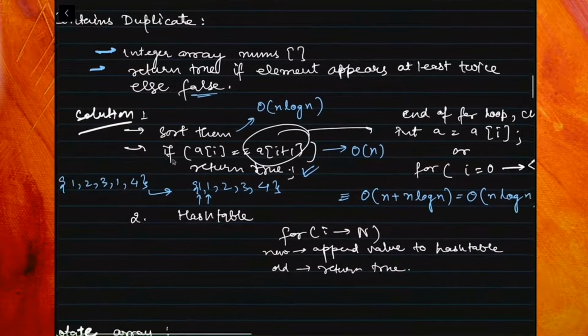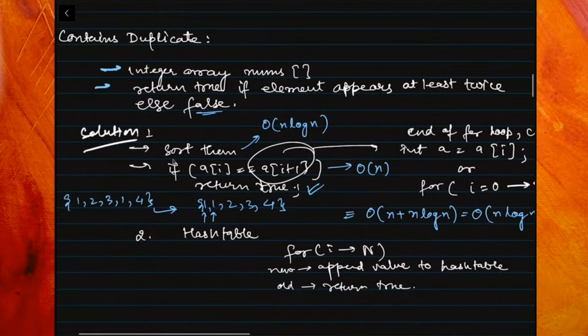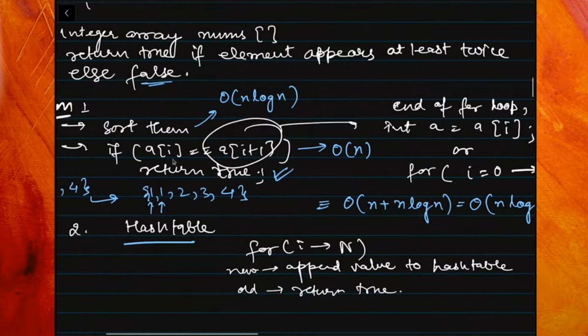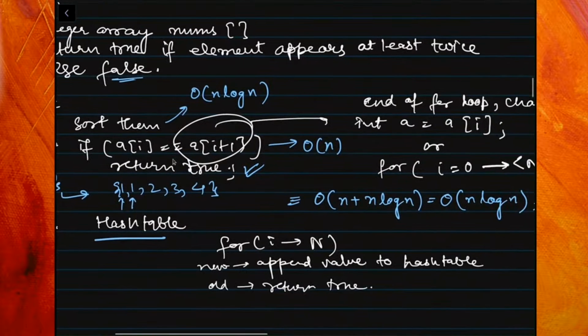It is taking O of n log n, but for the space complexity we have not used any extra space, so O of 1. If we use extra space, then we could compute this whole thing in O of n. How? We could use a hash map. We would iterate through the whole loop, and if we encounter any new element that is not present in the hash map, we would just add that value to the hash table.